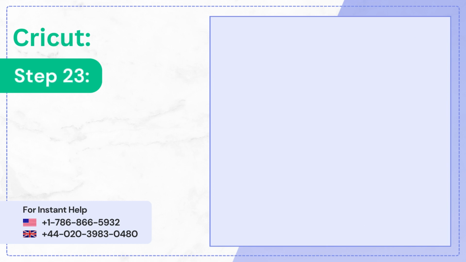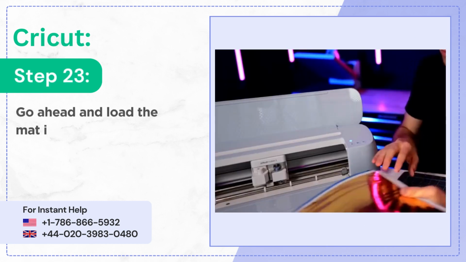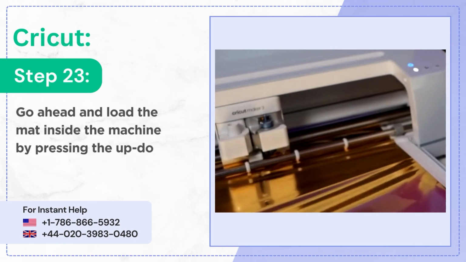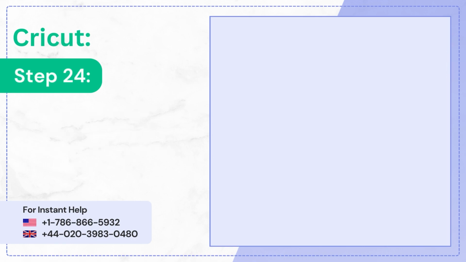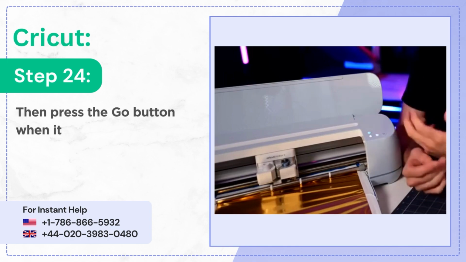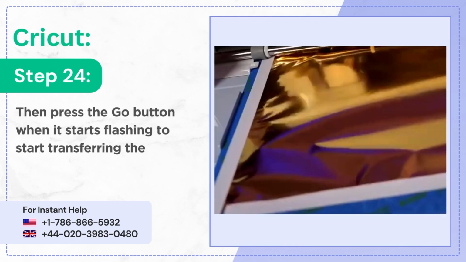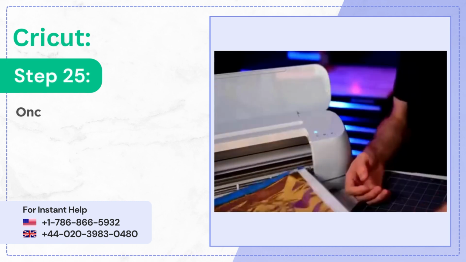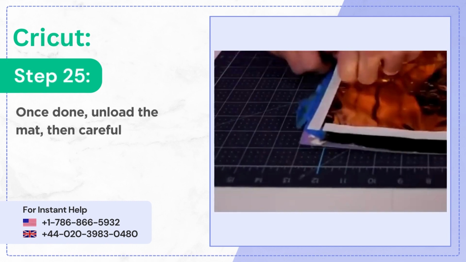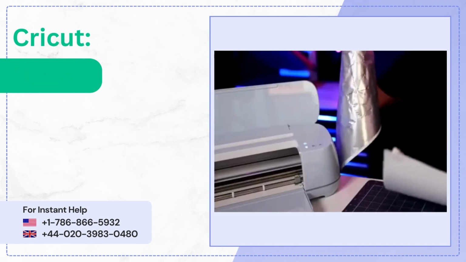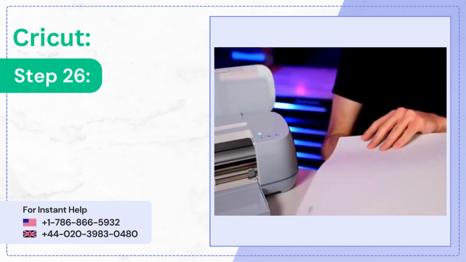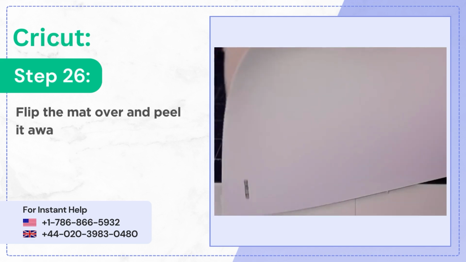Step 23. Go ahead and load the mat inside the machine by pressing the up down arrow button. Step 24. Then press the go button when it starts flashing to start transferring the foil. Step 25. Once done, unload the mat, then carefully remove the tape and foil from the canvas. Step 26. Flip the mat over and peel it away from the canvas.